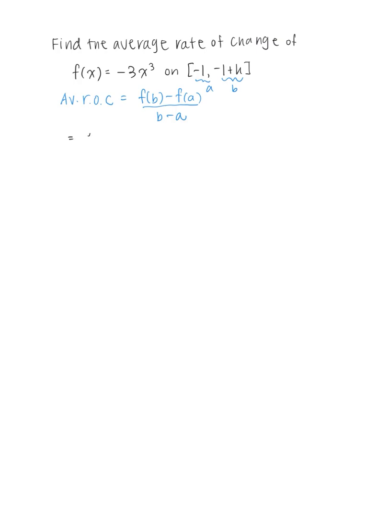So you're going to have f of b, which is negative 1 plus h, and then minus f of a, which is going to be f of negative 1, and then the whole thing divided by b, which is negative 1 plus h, and then minus a. So you're going to have a minus negative 1. All right, so then the denominator is going to be negative 1 plus h plus 1, so it's just going to become h. But let me just try to work this piece by piece. So first, let me take this, and then let's work it on the side.